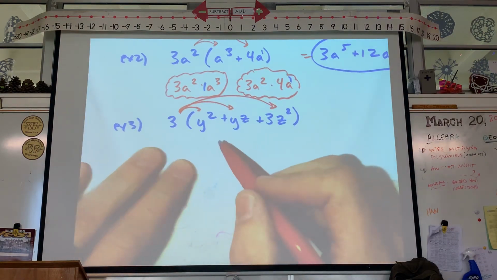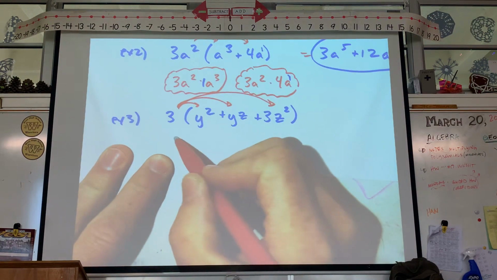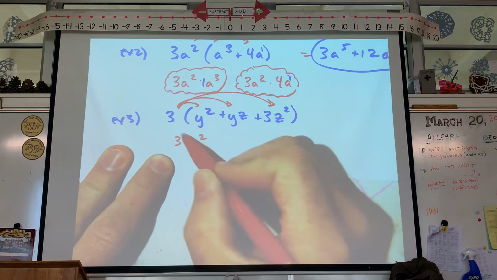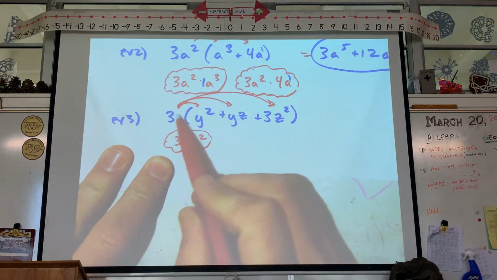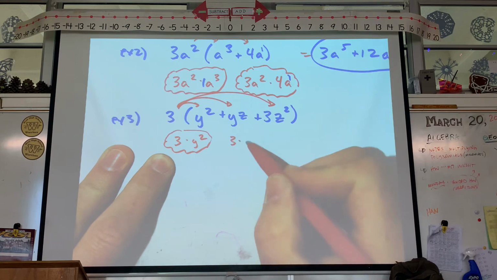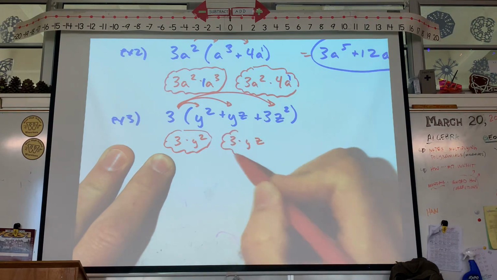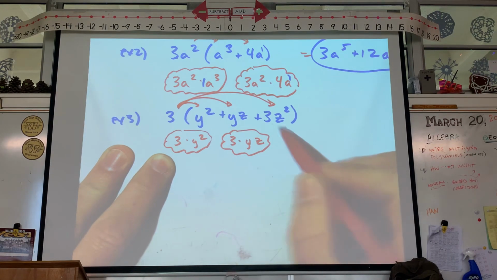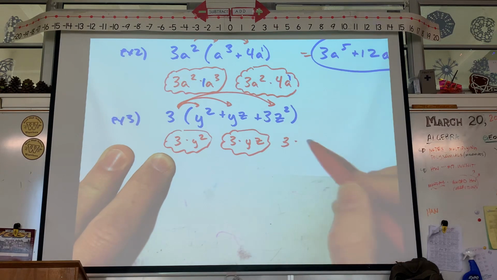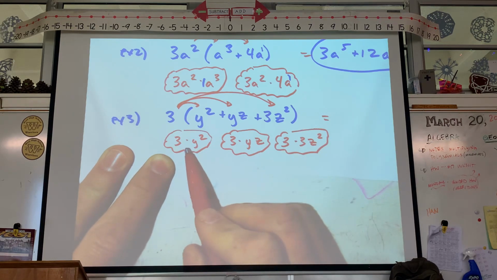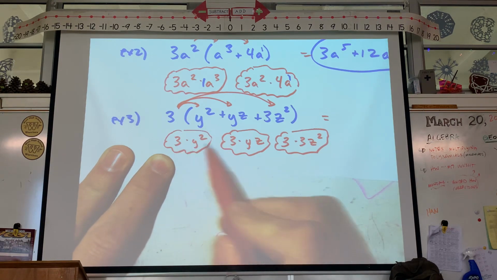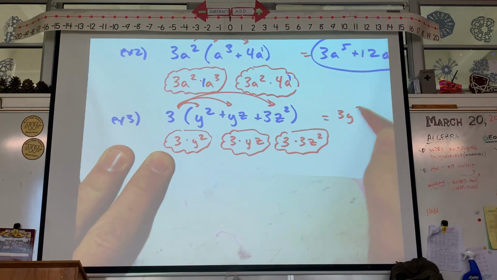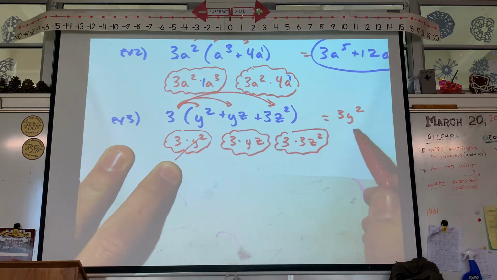Our first thought bubble, 3 times y squared. Our second part is 3 times yz. And our third thought bubble is 3 times 3z squared. Okay? Number 1, first part, 3 times y squared is 3y squared. Done. Second part, 3 times yz, there's nothing really to do.